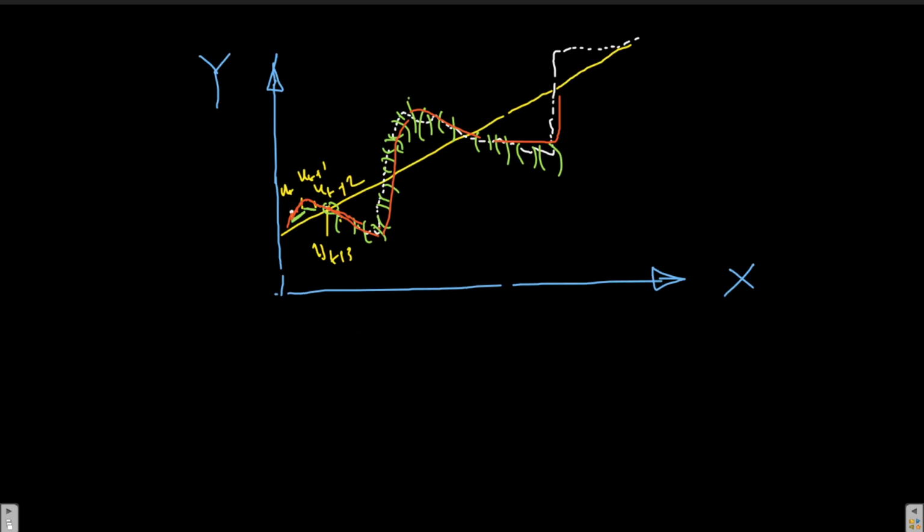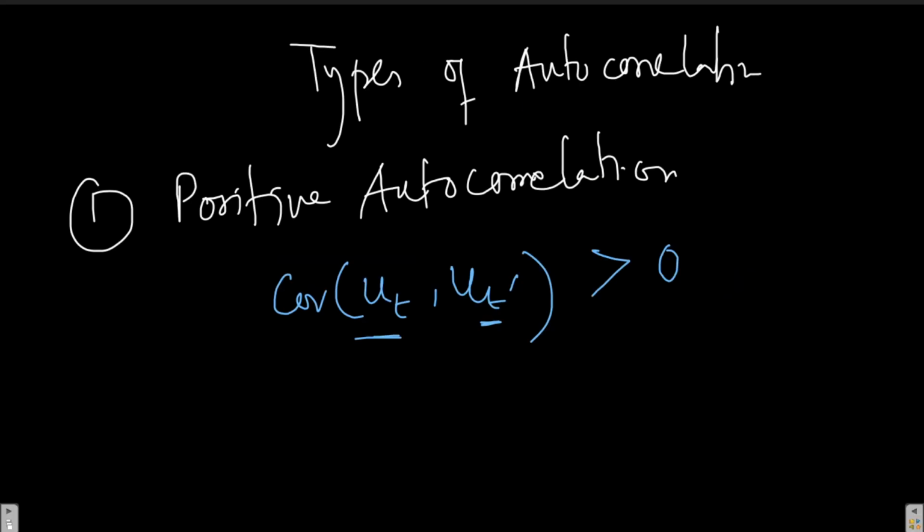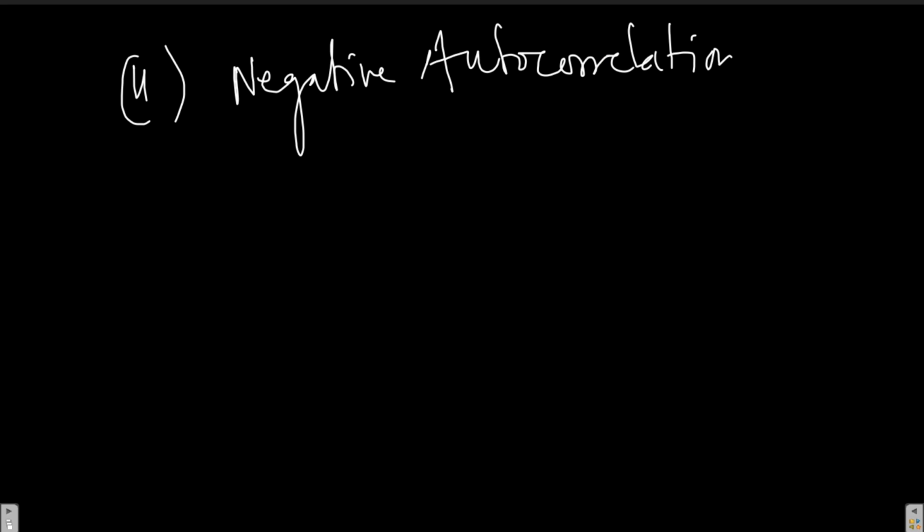So now let us talk about the other type of autocorrelation, negative autocorrelation. And what is negative autocorrelation? I hope we are maintaining the same color consistency. Let me just check. Positive, yeah. So in case of negative autocorrelation, we will have the covariance of ut and ut plus 1, or ut minus 1, it doesn't matter, is less than 0.